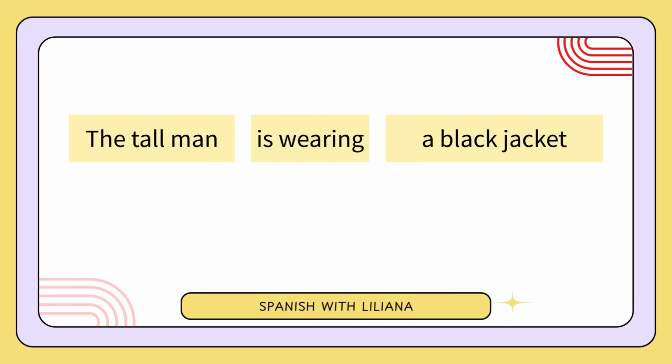The tall man is wearing a black jacket. How would you say this in Spanish? Let's start with the first part. How do you say the tall man? In Spanish, we actually switch the adjectives. They come after the noun unless there's a verb in between. So here it is el hombre alto. Is wearing can be just one verb in Spanish and it's conjugated to lleva.